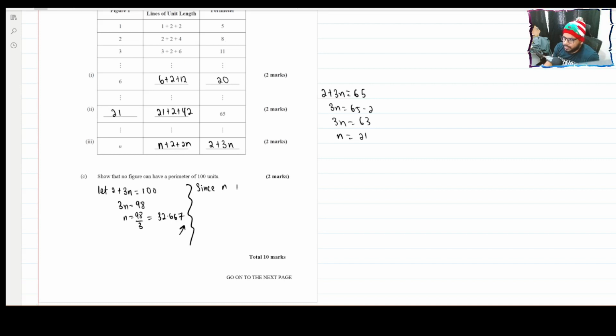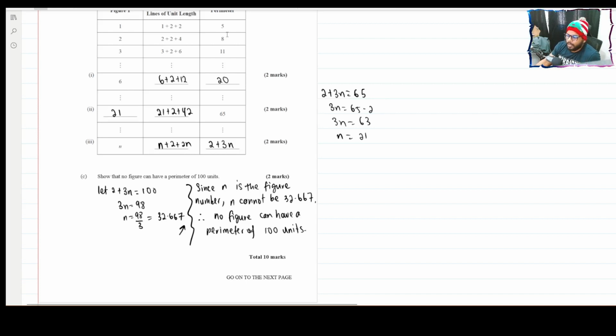Since n is the figure number, n cannot be 32.667. Therefore, no figure can have a perimeter of 100 units.